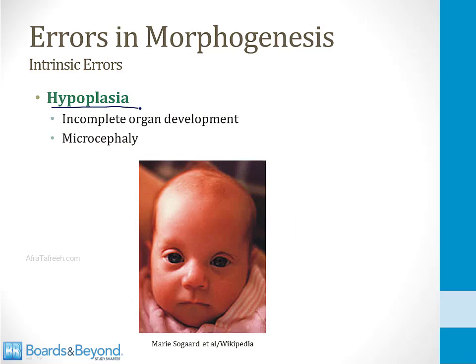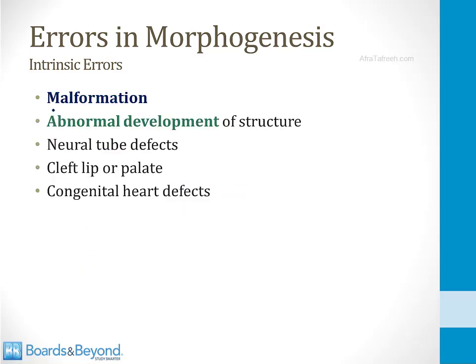Hypoplasia is an intrinsic error where the embryonic tissue is present and it begins to grow, but the growth is incomplete. So one of the examples of this is microcephaly, when babies are born with a very small head. It's not that the embryonic tissue wasn't present, it's not that it failed to grow, it's just that it did not grow completely. And the final type of intrinsic error is called a malformation.